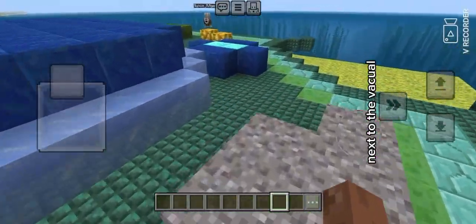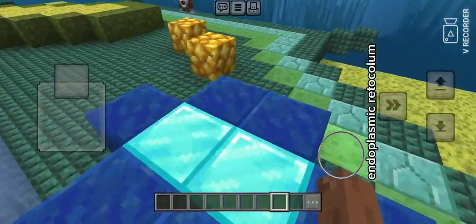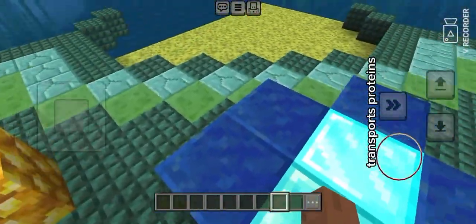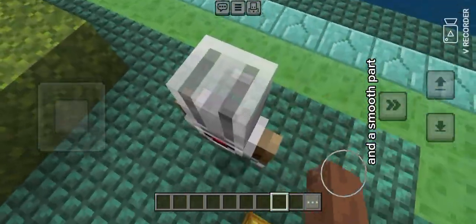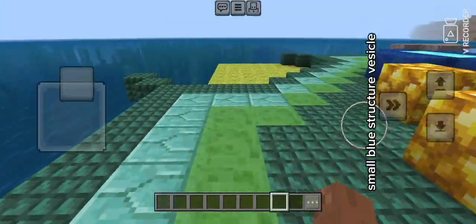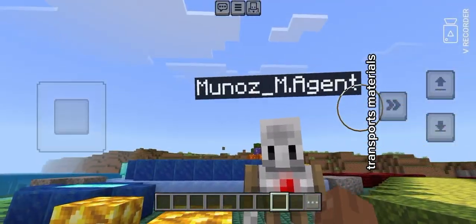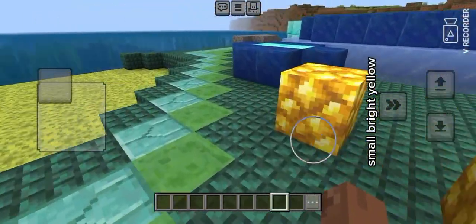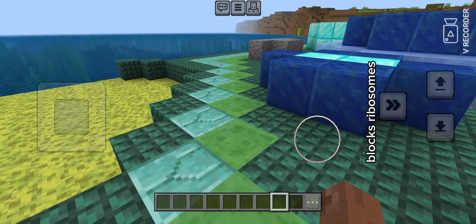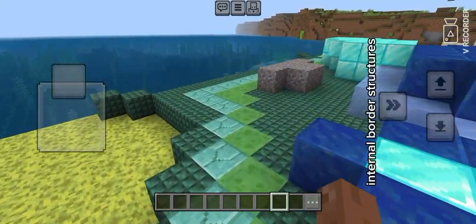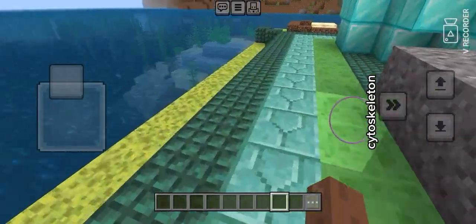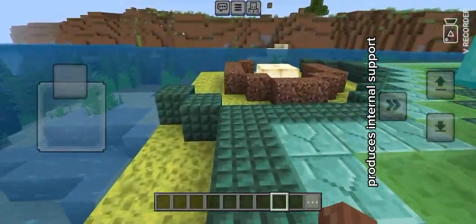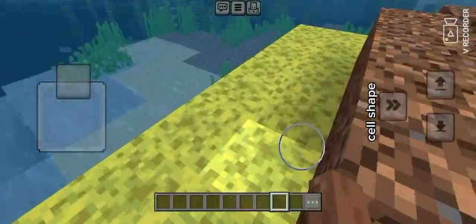Gray structures, next to the vacuole, endoplasmic reticulum, transports proteins and other substances. It has a rough part and a smooth part. Small blue structure, vesicle, transports materials inside the cell. Small bright yellow blocks, ribosomes, make proteins. Internal border structures. Cytoskeleton provides internal support and helps maintain the cell's shape.